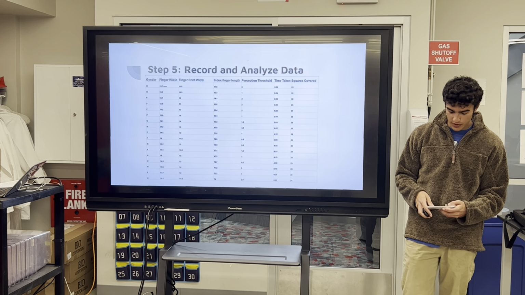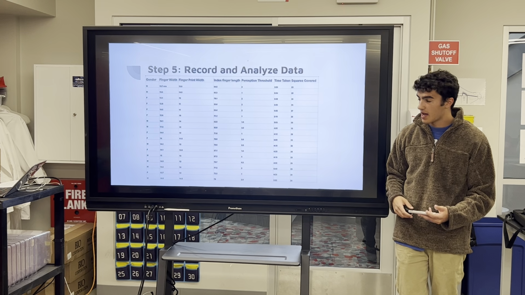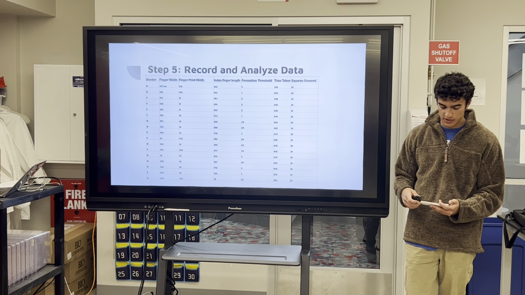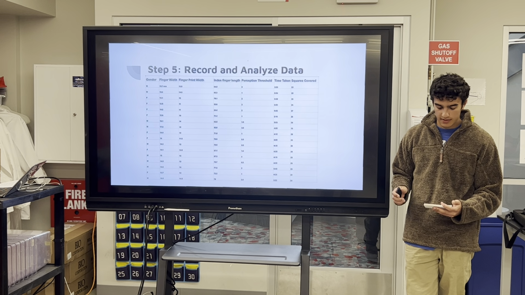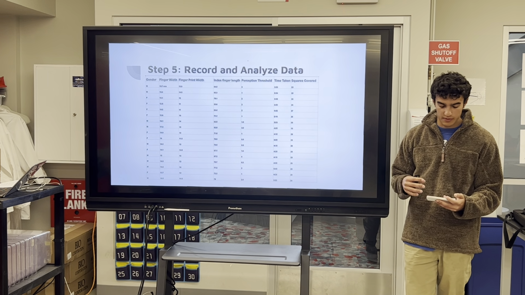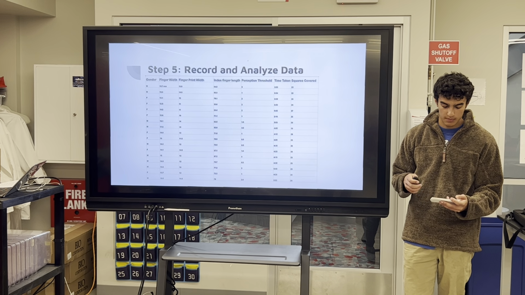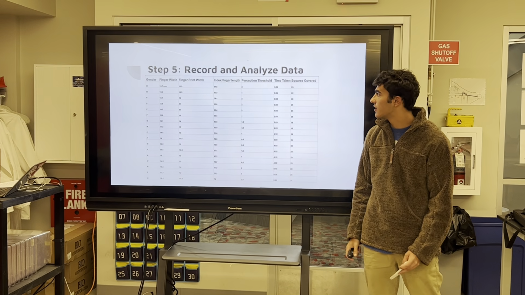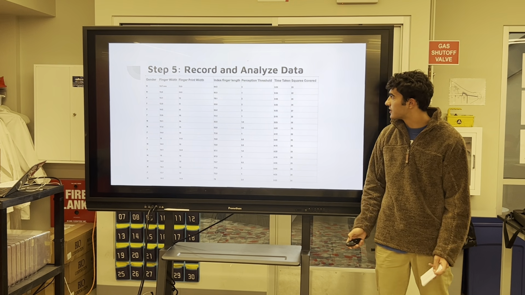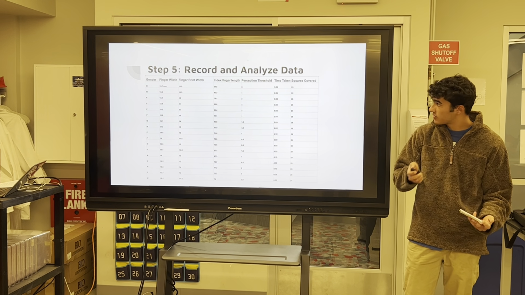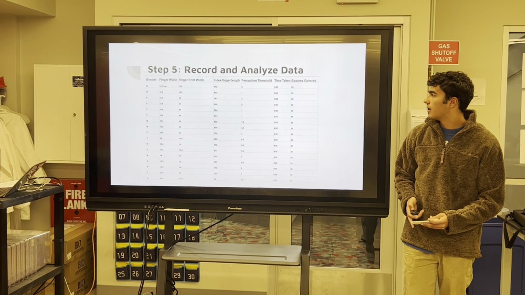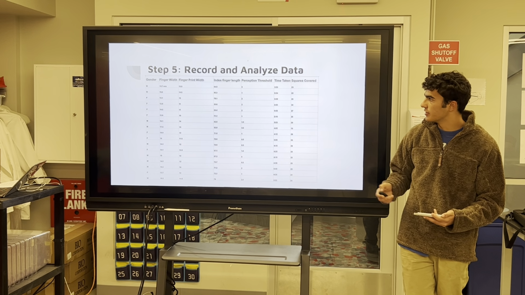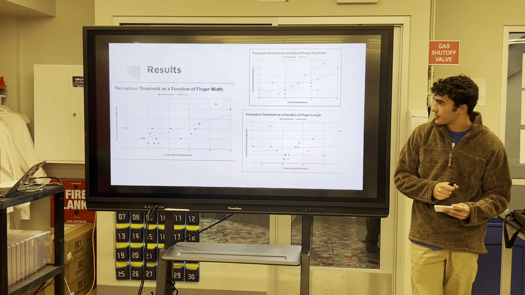So the fifth step was to record and analyze the data. I did this by organizing all of my data in a Google Sheets, as you can see on the board. And then I used the data to make a scatter plot that would visualize the correlation between sets of data. So here's all the things I measured. Time taken and squares covered just talks about how long it took to administer the test, which I didn't end up using in the analysis really, but here are the results.